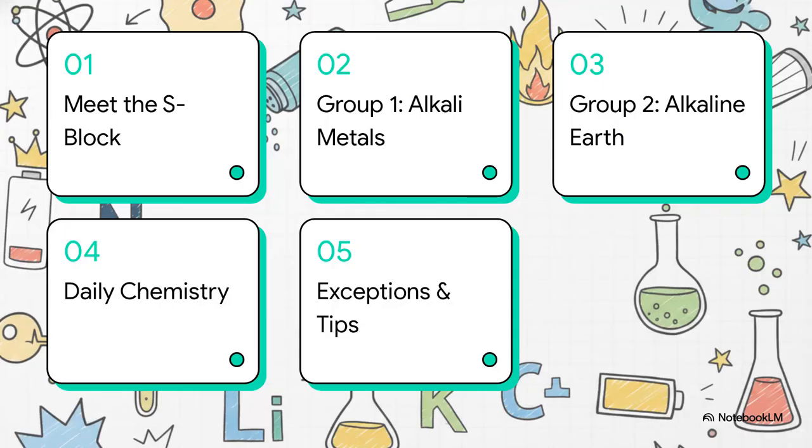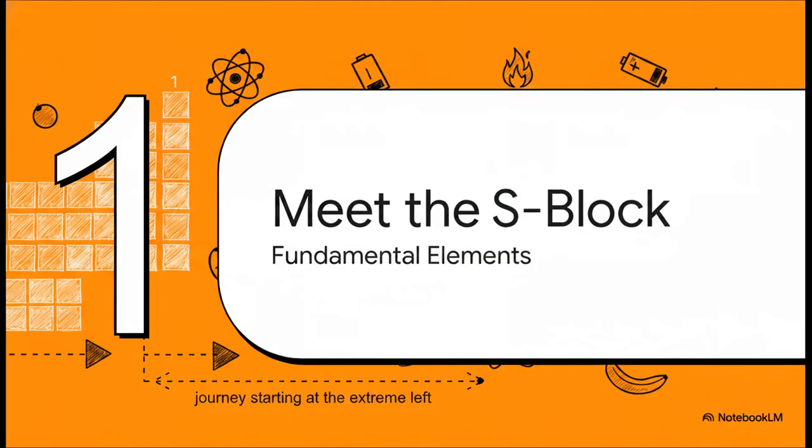Here's our roadmap for today. We're going to meet the s block elements, look at Group 1 alkali metals, check out Group 2 alkaline earth metals, see how this chemistry shows up in daily life, and then wrap up with some exceptions and study tips. All right, let's dive into Section 1.